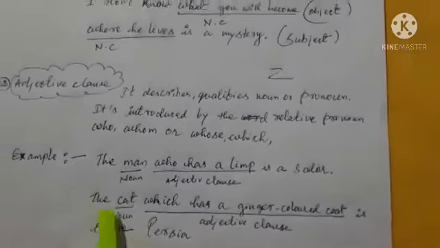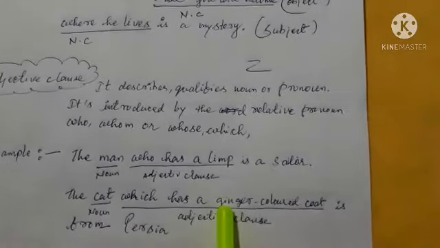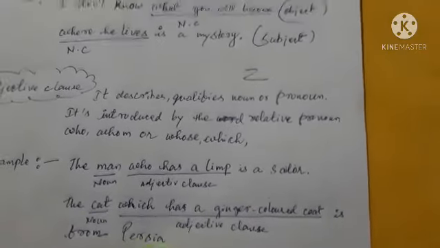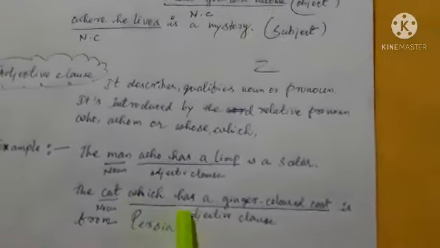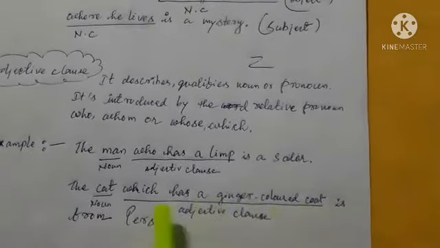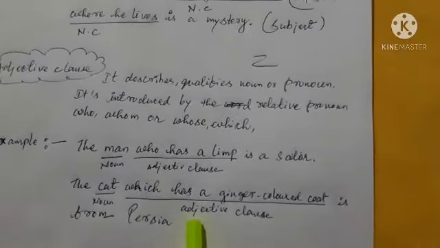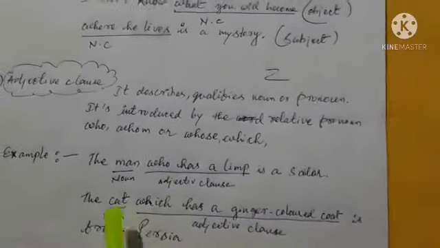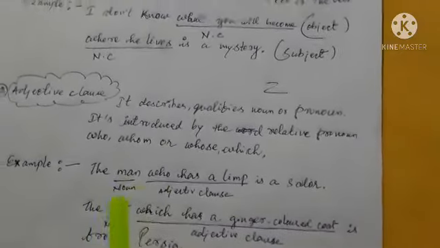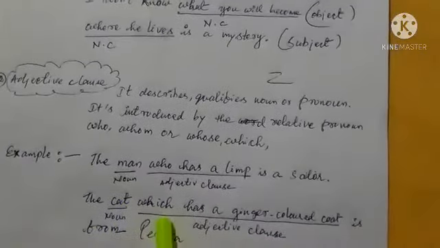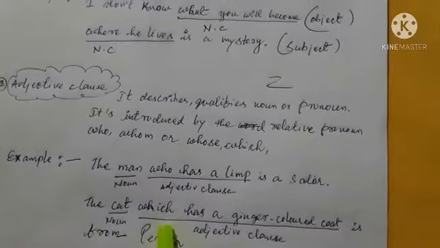Let us take one more example. The cat which has a ginger colored coat is from Persia. Here "which has a ginger colored coat", the underlined words, is an adjective clause because it describes or qualifies the noun "the cat". Therefore it is an adjective clause.